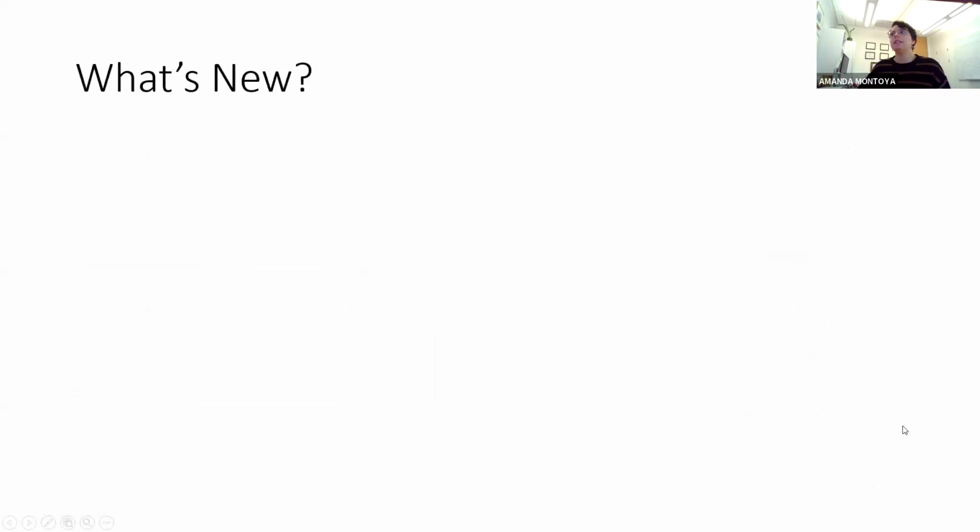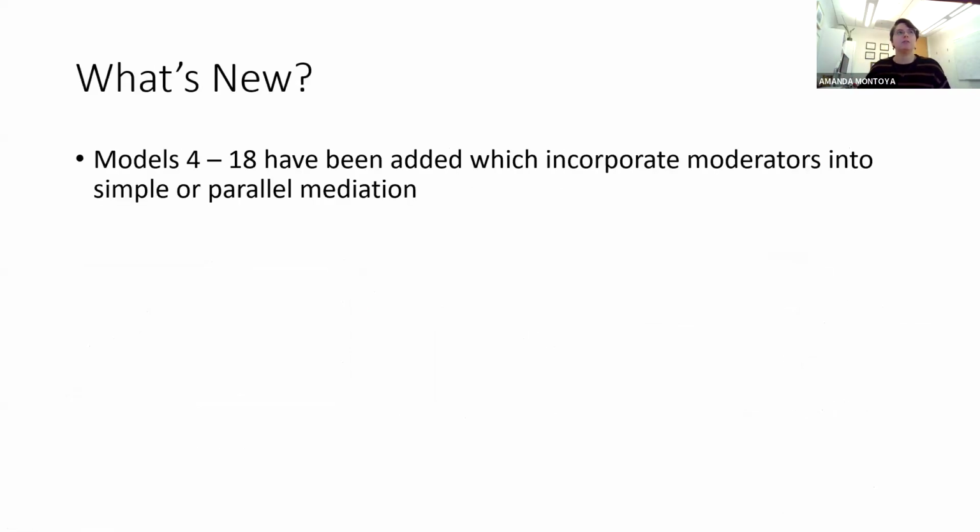So what's new specifically? Well, the big thing is there are now models 4 through 18, and these are our moderated mediation models, and these have been incorporated so that you can have either a simple, meaning one mediator, or parallel mediation model. As many of you may know, if you also use PROCESS, moderation and serial mediation is a bit complex, so we haven't totally tackled that yet. But I'm really interested in hearing what kinds of things people want so that we're prioritizing the things that users want. So this is the really big development.